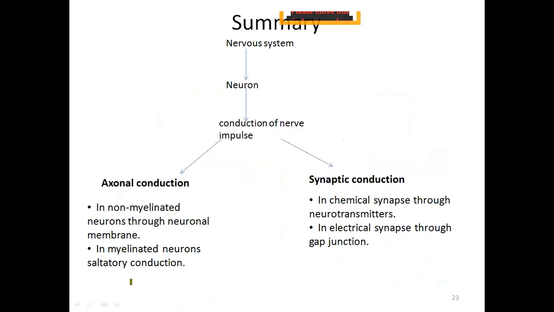So finally, in this video lecture, we spoke about how action potential or nerve impulse gets propagated through the axon and between the two neurons, or between a neuron and the target cell. In case of transmission through the axon, we have seen two types of transmissions: transmission in a non-myelinated neuron and transmission in a myelinated neuron. And in synaptic transmission, we have seen the transmission through chemical synapse and transmission through electrical synapse.